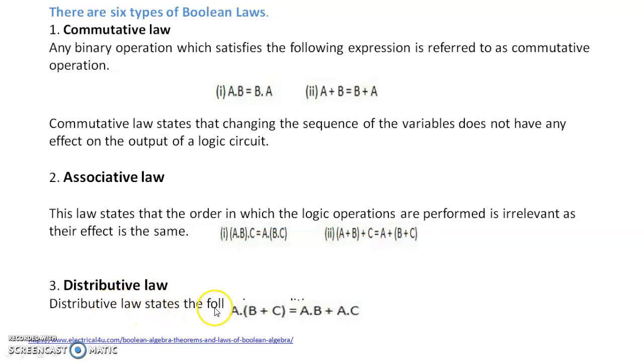The third one is the distributive law. The distributive law states that A into, in brackets, B plus C is equal to AB plus AC. The common variable is multiplied with each of the variables in the bracket, so finally the result is AB plus AC. That is called the distributive law.